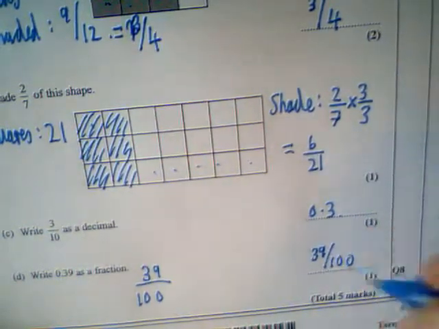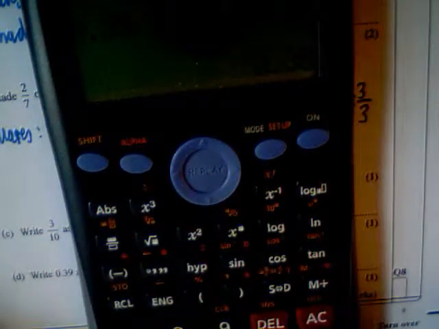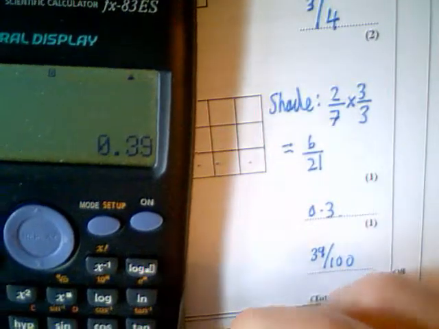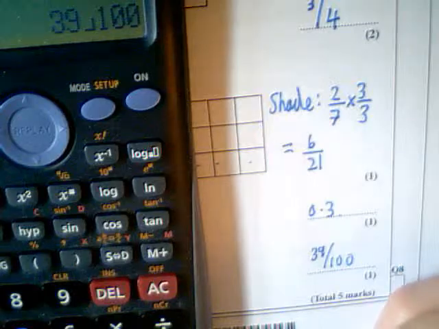One way you can ask yourself whether this is right, if you put 0.39 in your calculator and then press this S to D here, you can see this button, that turns it into a fraction, 39 over 100.